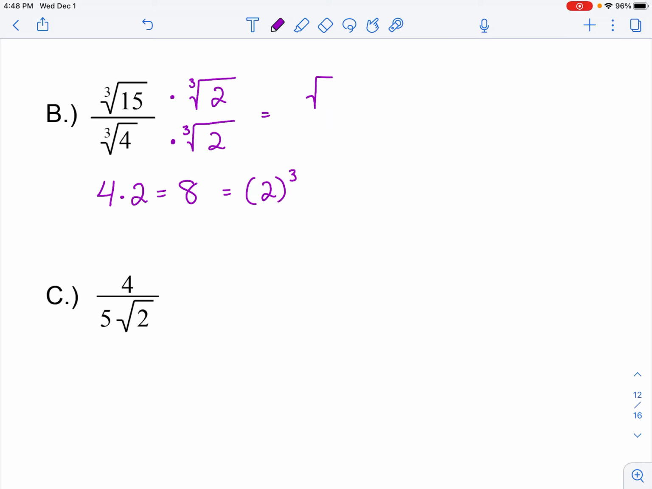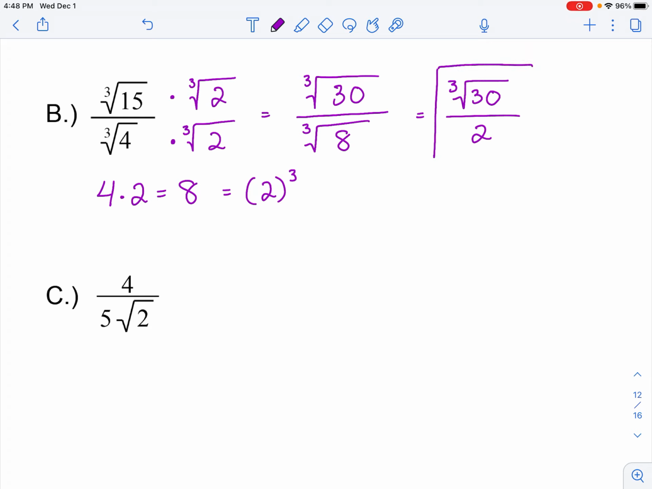Up top, I have the cube root of 15 times 2, which is 30. In the bottom, I'm now going to have the cube root of 8, and we know the cube root of 8 comes out to 2. And that's my final answer. I don't have to worry about absolute value because there weren't any variables involved. All right, on to C.